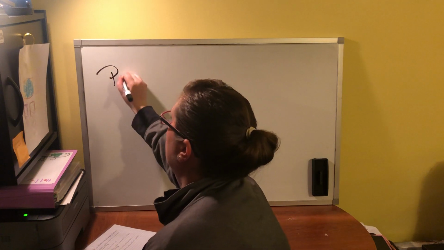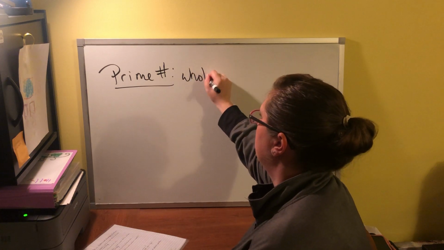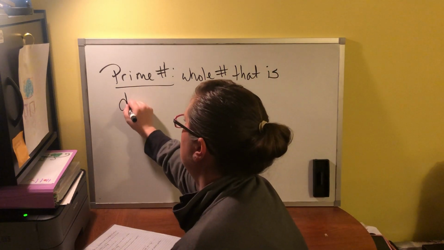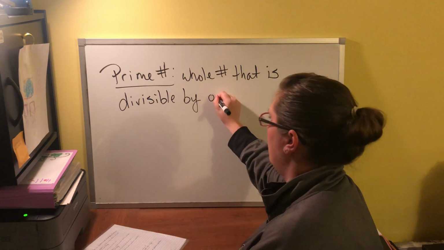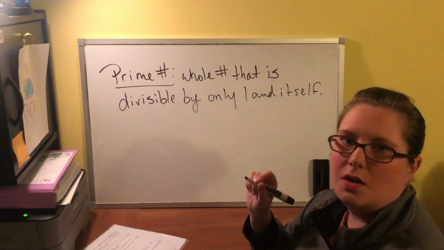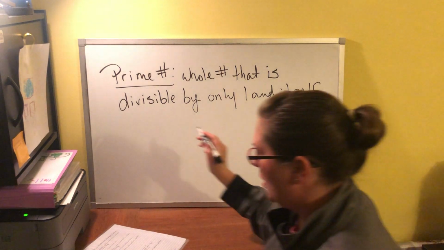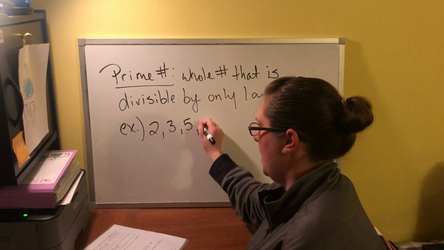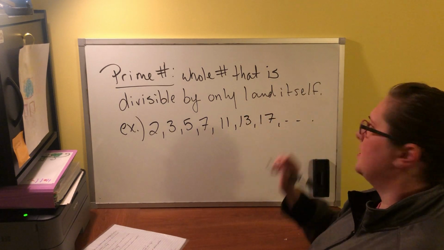So we know that a prime number is a whole number that is divisible by only 1 and itself. Okay, so a prime number is a whole number that is divisible by only 1 and itself. So examples of prime numbers include 2, 3, 5, 7, 11, 13, 17, and so on and so forth.